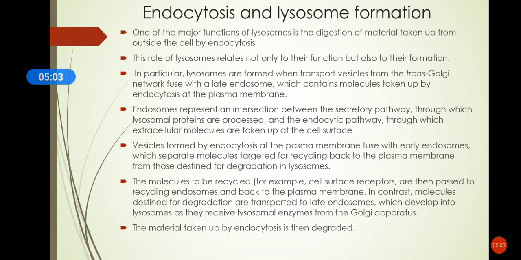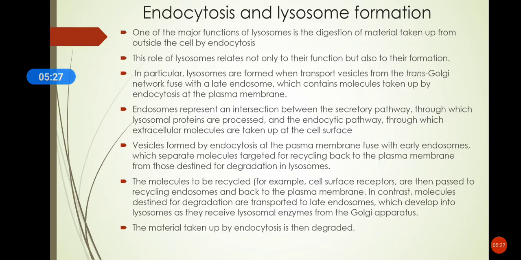Vesicles containing the acid hydrolases, that is the enzymes from the TGN, fuse with the late endosome. What is endosome? Endosome is the material that is taken up into the cell by the plasma membrane by endocytosis. So that is how lysosome is formed.